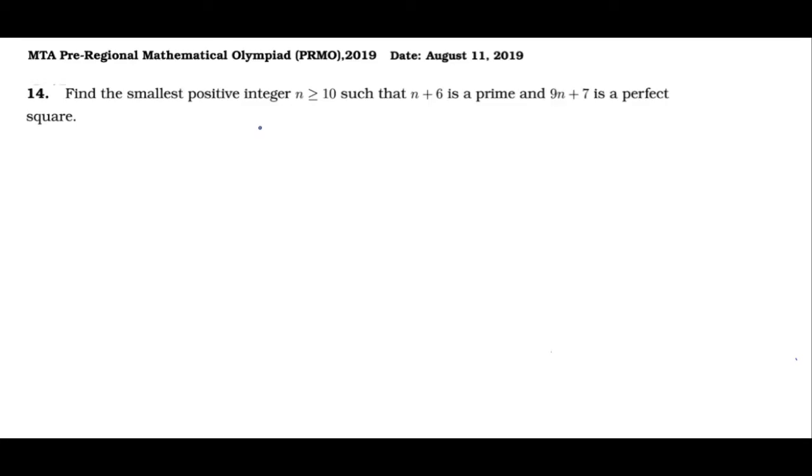Question number 14. Find the smallest positive integer n which is at least 10 such that n plus 6 is prime and 9n plus 7 is a perfect square. It is given that n is at least 10, so we get n plus 6 is at least 16 and this is a prime number.